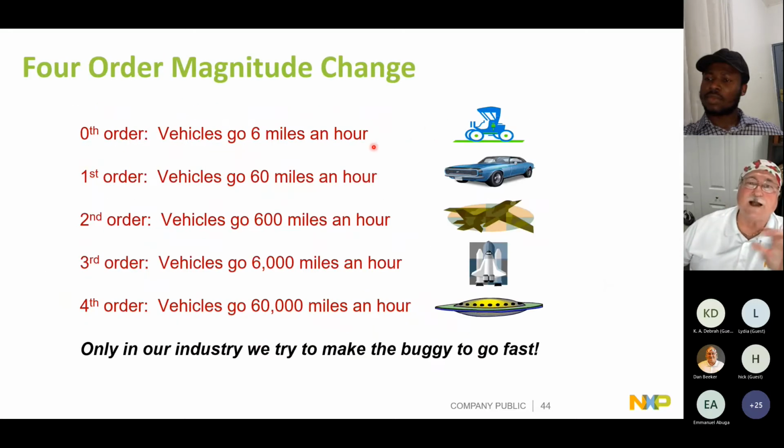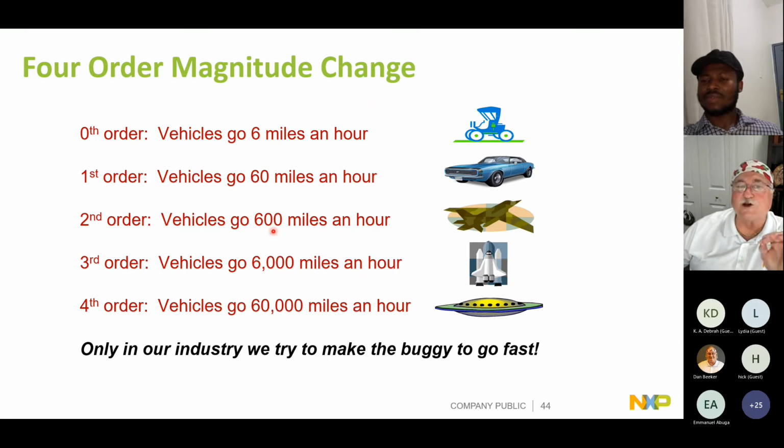Ralph was big on orders of magnitude. And so at order zero, this buggy can go 6 miles an hour. The first order change is now 60 miles an hour. This is a fundamentally different solution. The only way the buggy's going 60 miles an hour is if you put it on the back of a truck or throw it off a cliff.